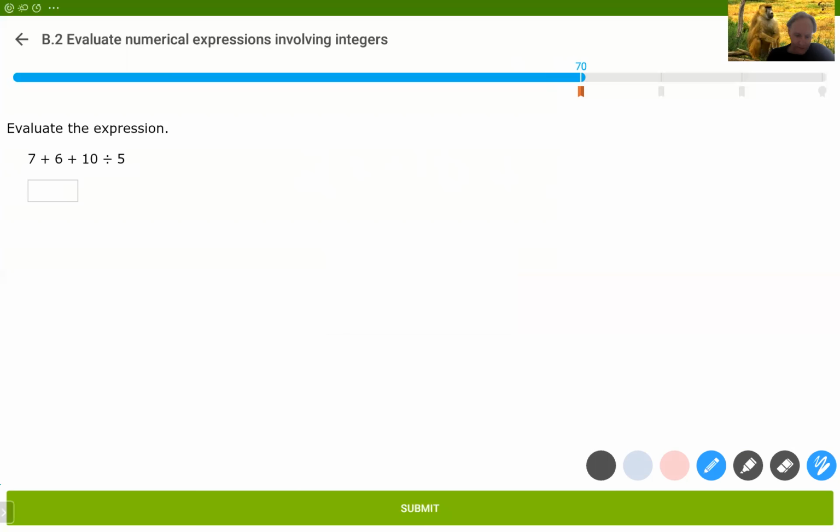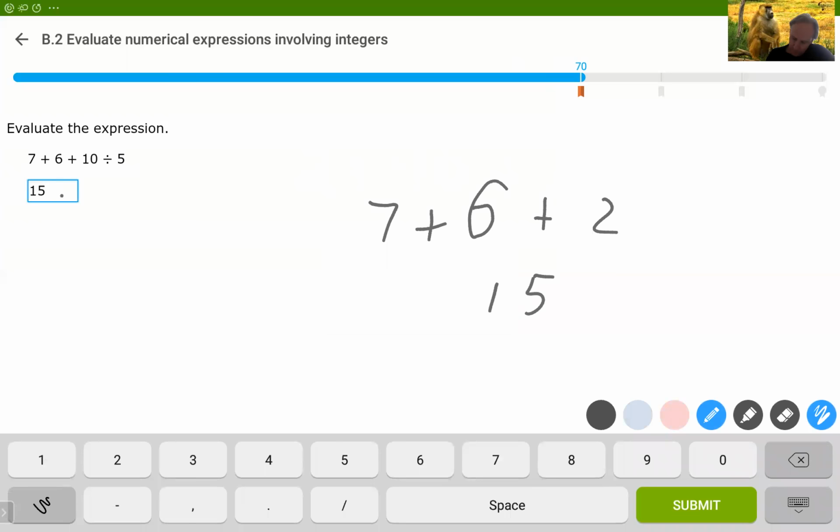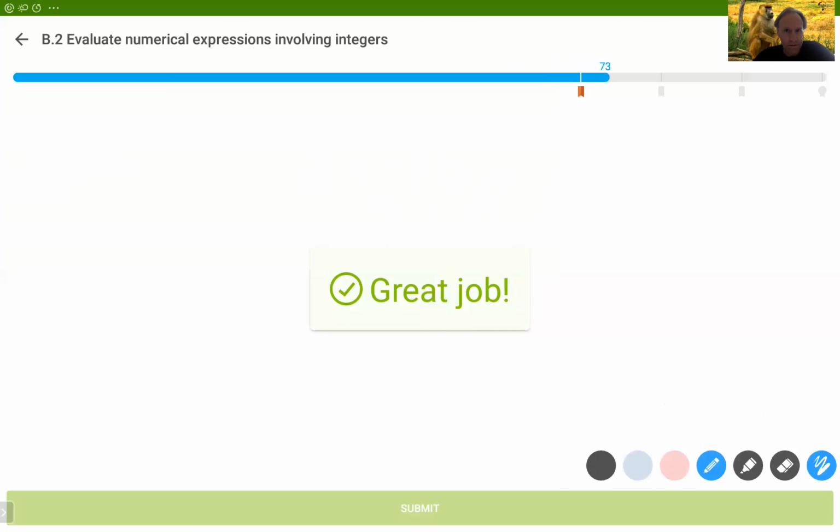And it looks like we have a division first, so we've got 7 plus 6 plus 2. Sorry about the ugly 6 there. That's 13 and 2 is 15. Let's get this done.